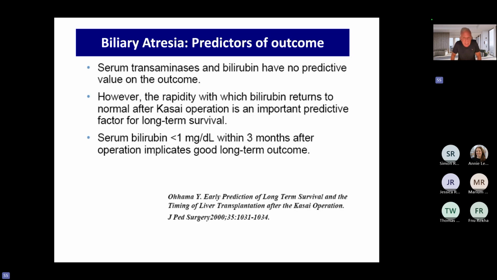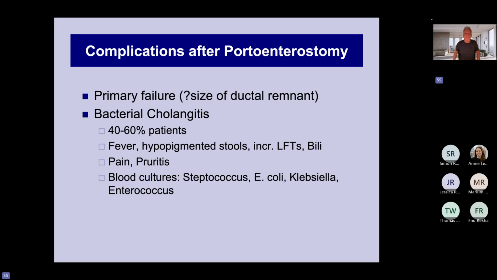Serum transaminases and bilirubin level have no predictive value on the outcome. However, the rapidity with which bilirubin returns to normal after Kasai is an important predictor. Again, serum bilirubin less than 1 to 2 within 3 months implicates a good long-term outcome. The complications after portoenterostomy start with primary failure.